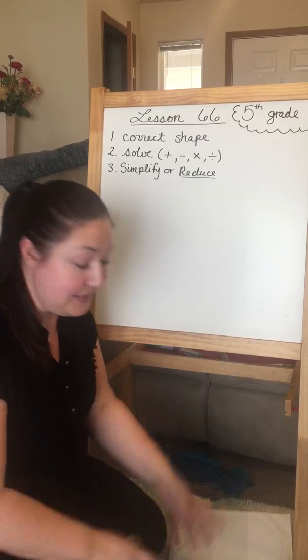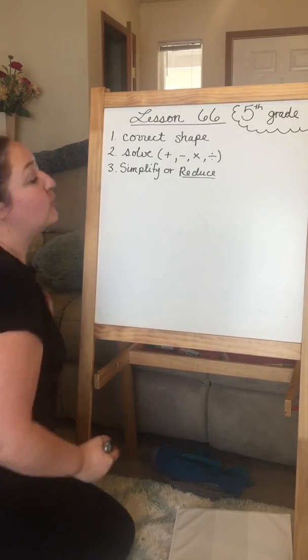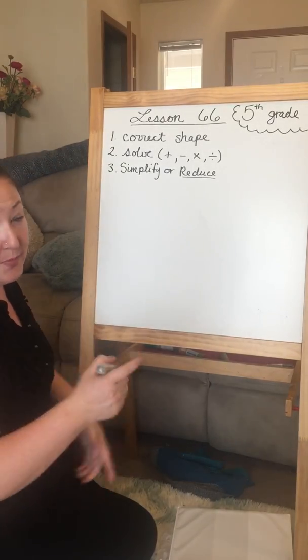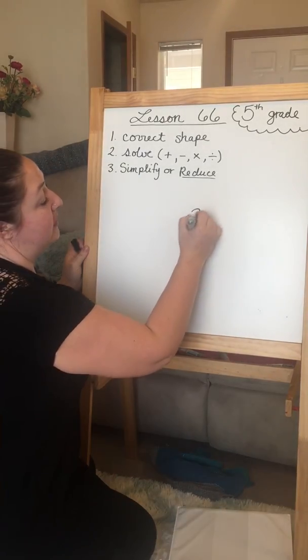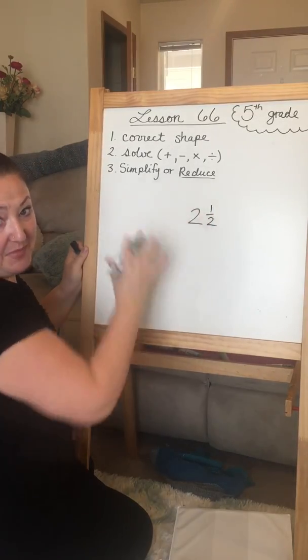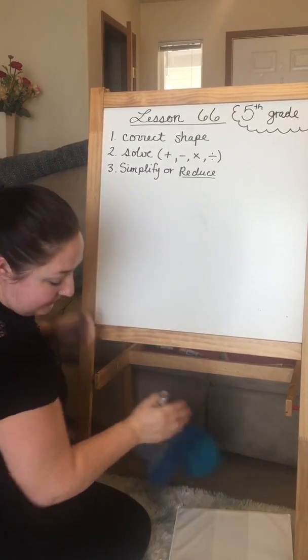So this is lesson 66, multiplying mixed numbers. And I have your 3 little rules that you should keep in mind when multiplying mixed numbers. Remember, a mixed number is a little bit of a whole number and a fraction, right? Because it's mixed together.